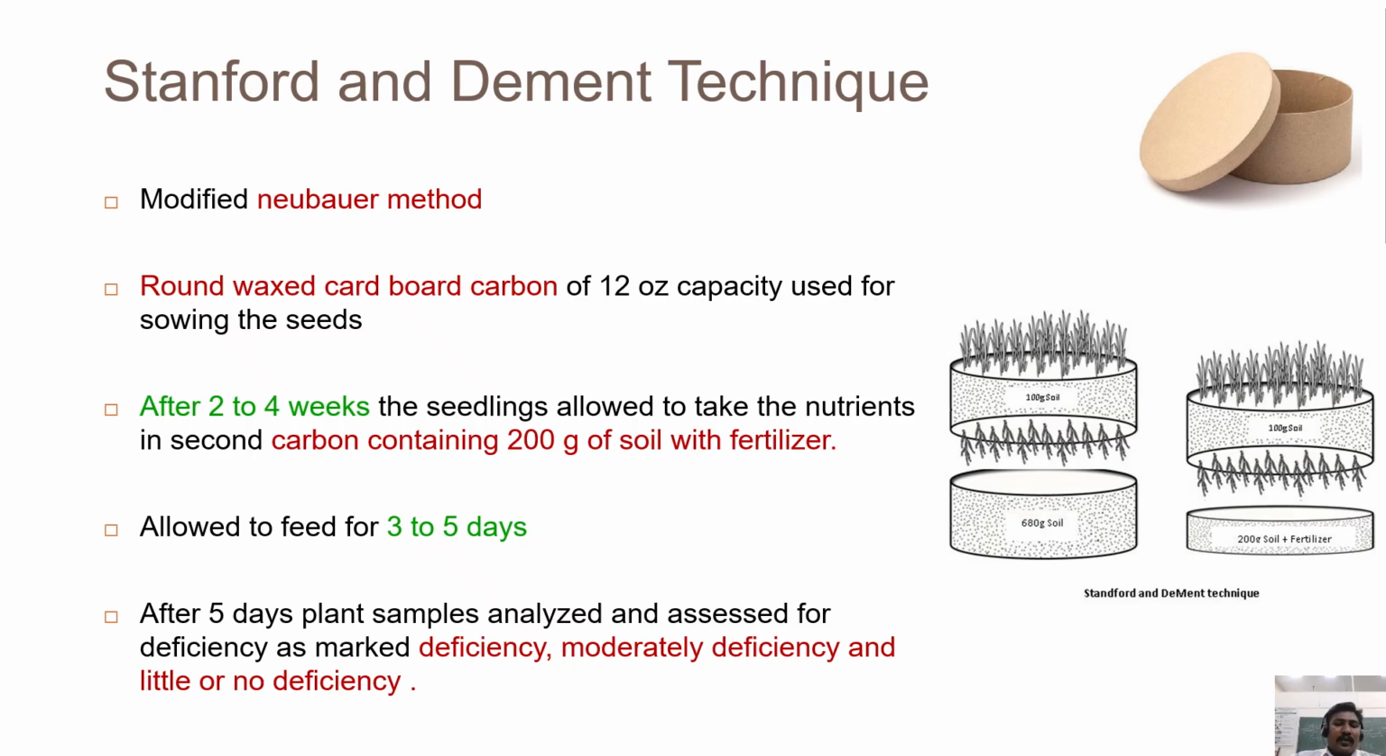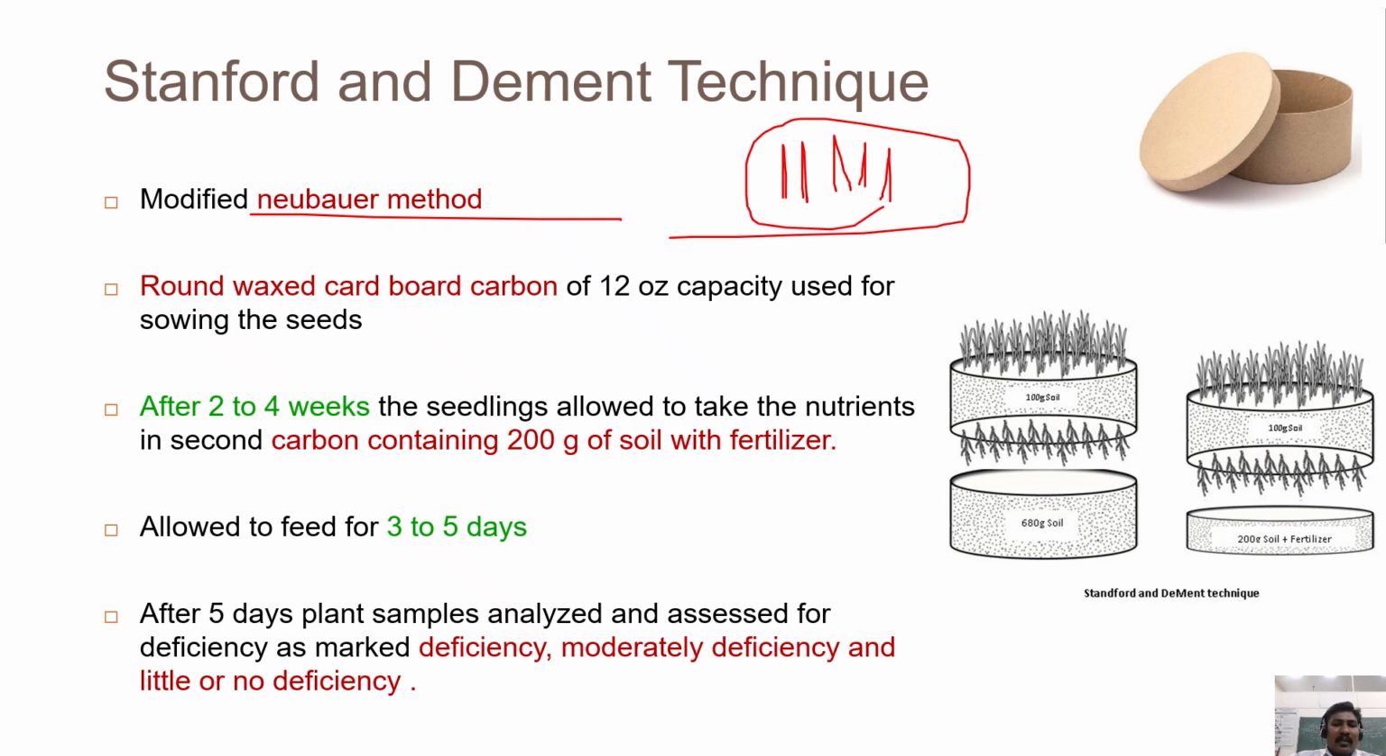The next technique is the Stanford and Dement technique, which is a modified Neubauer method. In the Neubauer method we have seen 100 dry seedlings grown in the soil. Similarly here also, the crop can be grown in 200 gram of soil plus fertilizer containing media. You allow the crop to grow for 2 to 4 weeks.